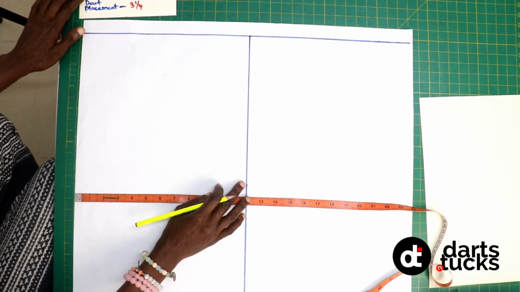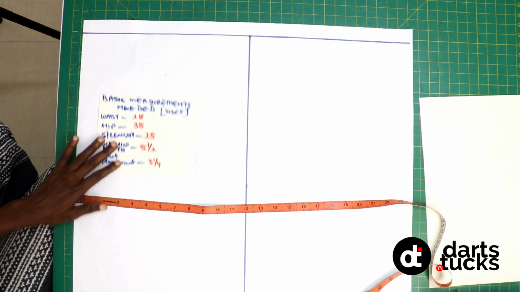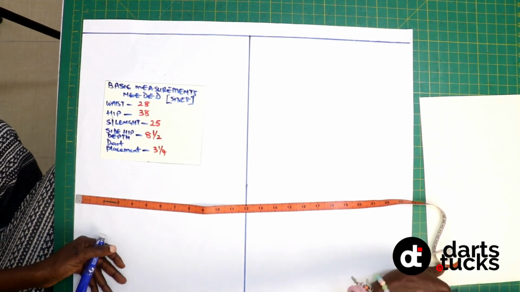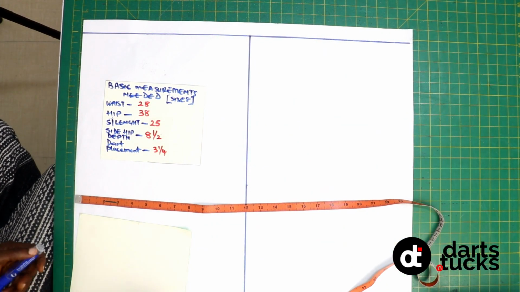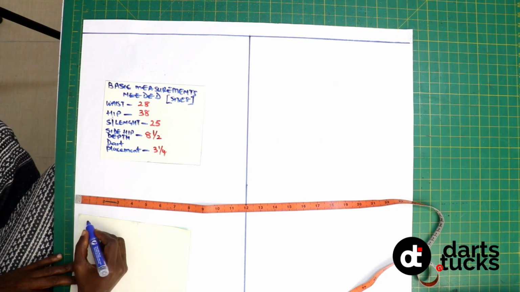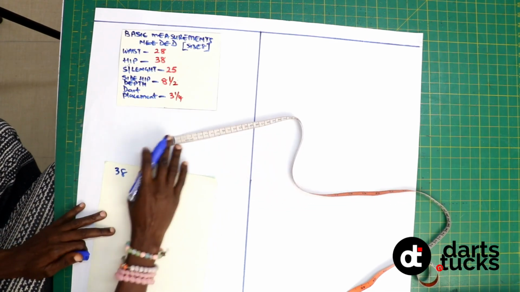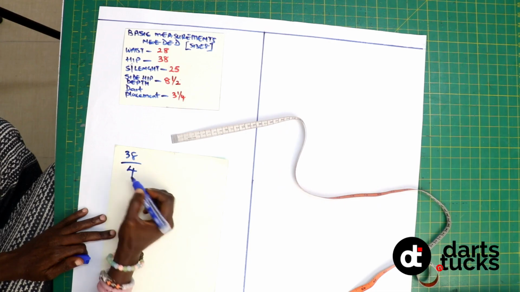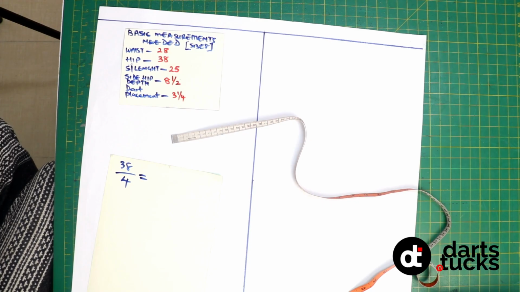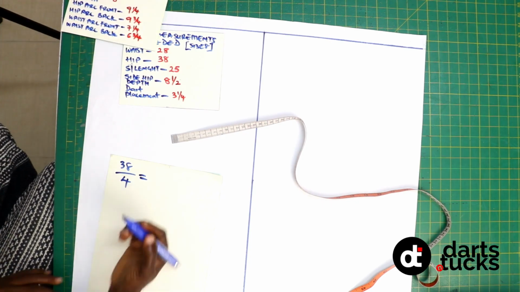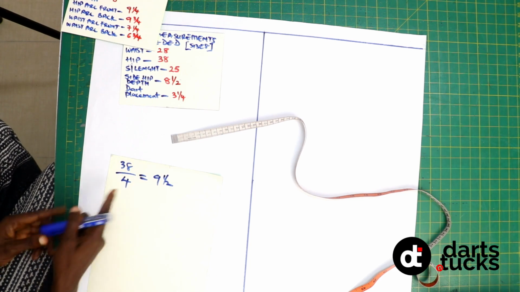So my hip measurement is 38 inches, as I wrote down here. So 38 divided by 4. Now you can see what I'm writing. 38 divided by 4 is going to give me 9.5. That is 9.5. So now this is my hip.